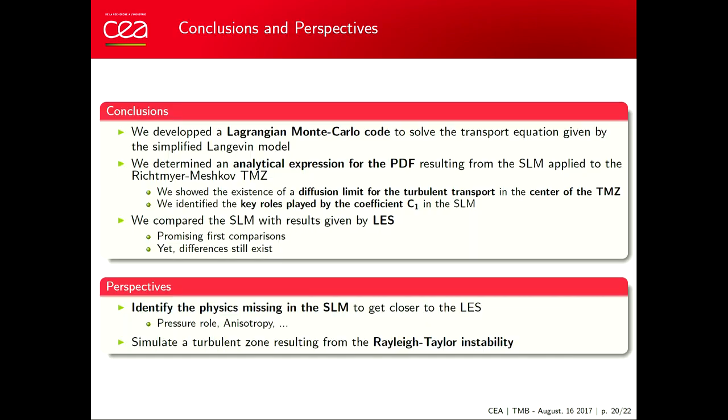So as a conclusion, we developed a Lagrangian Monte Carlo code for solving the transport equation for the PDF. We also determined an analytical expression for this PDF resulting from the SLM and applied to the Richtmyer-Meshkov TMZ. This allowed us to show the existence of a diffusion limit for the turbulent transport in the center of the TMZ, and to identify the key roles played by the coefficient C1 of the model. And finally, we compared the SLM with results given by the LES. And although the first comparisons were promising, we saw that there are still differences that exist and that must be corrected. And this is one of the perspectives of our work, to identify the physics missing in the model to get closer to the LES, and then to do the same work, but for the Rayleigh-Taylor instability.